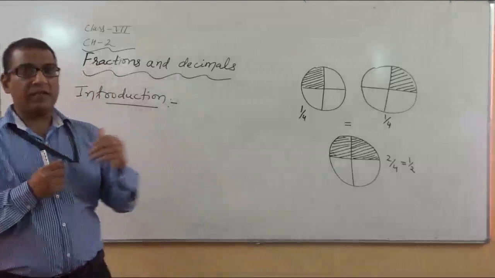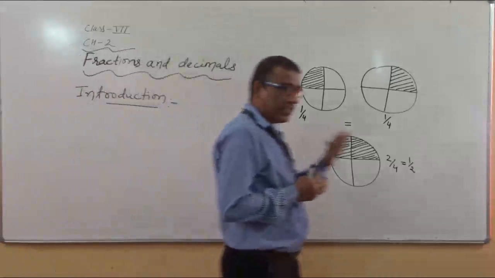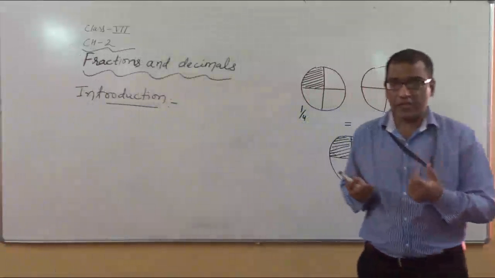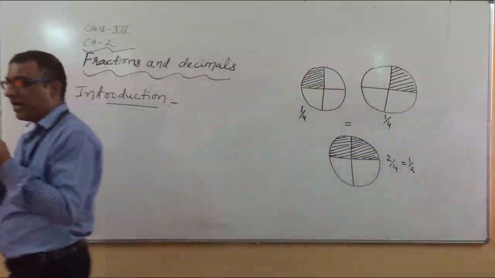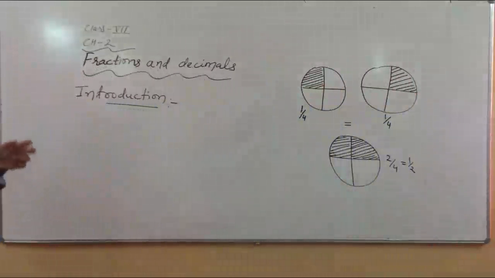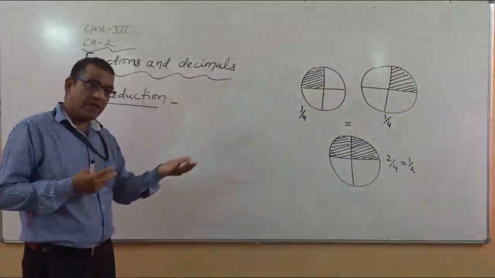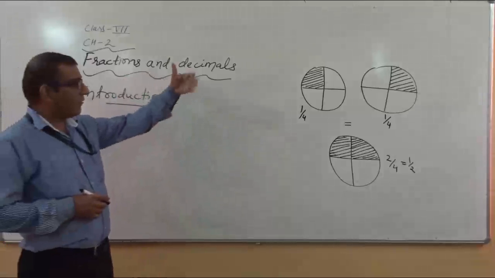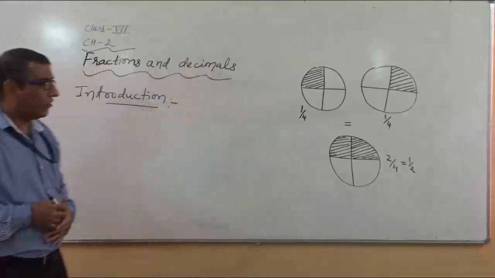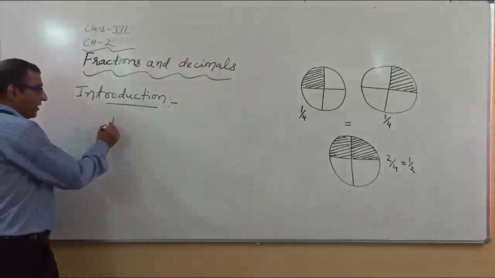In this chapter, we deal with different types of fractions. What are proper fractions? What is an improper fraction? What is a mixed fraction? What are equivalent fractions? How can we add 2 fractions? How can we subtract 2 fractions? How can we multiply 2 fractions? How can we divide 2 fractions? Then we will continue with the next concept, that is decimals. I will tell something more about decimals later on. At present we will continue with fractions. So first we will start with the proper fraction.